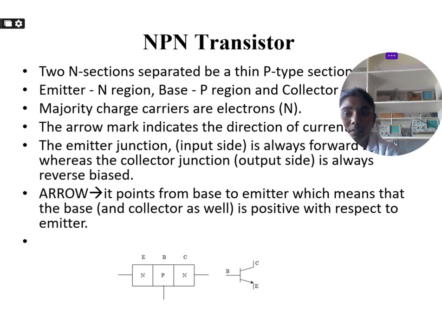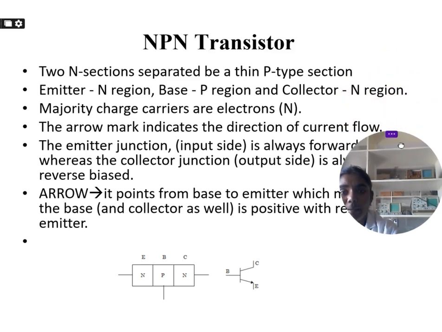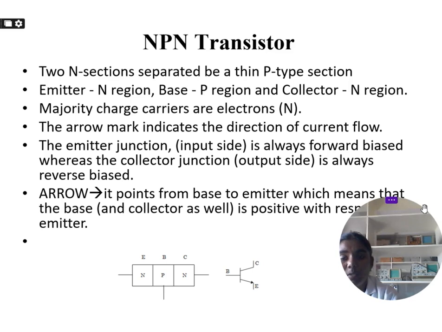Next, the NPN transistor. Two N sections are separated by a thin P section. Here the emitter is connected to the N region, the base to the P region, and the collector to the N region. Here the majority carriers are electrons, that is N. The arrow mark indicates the direction of current flow.